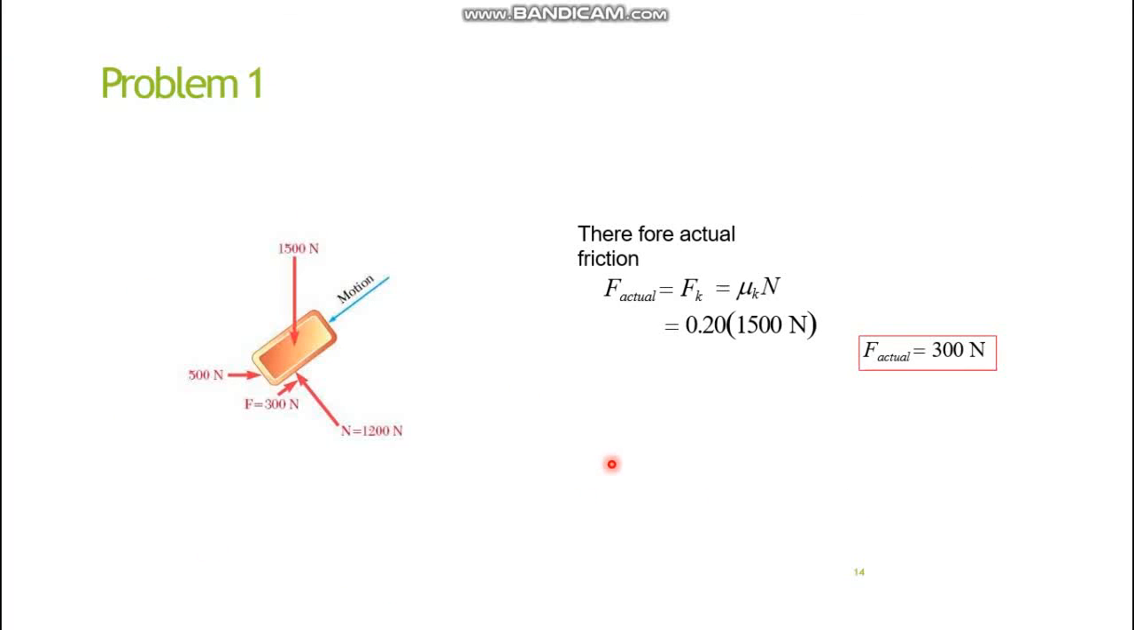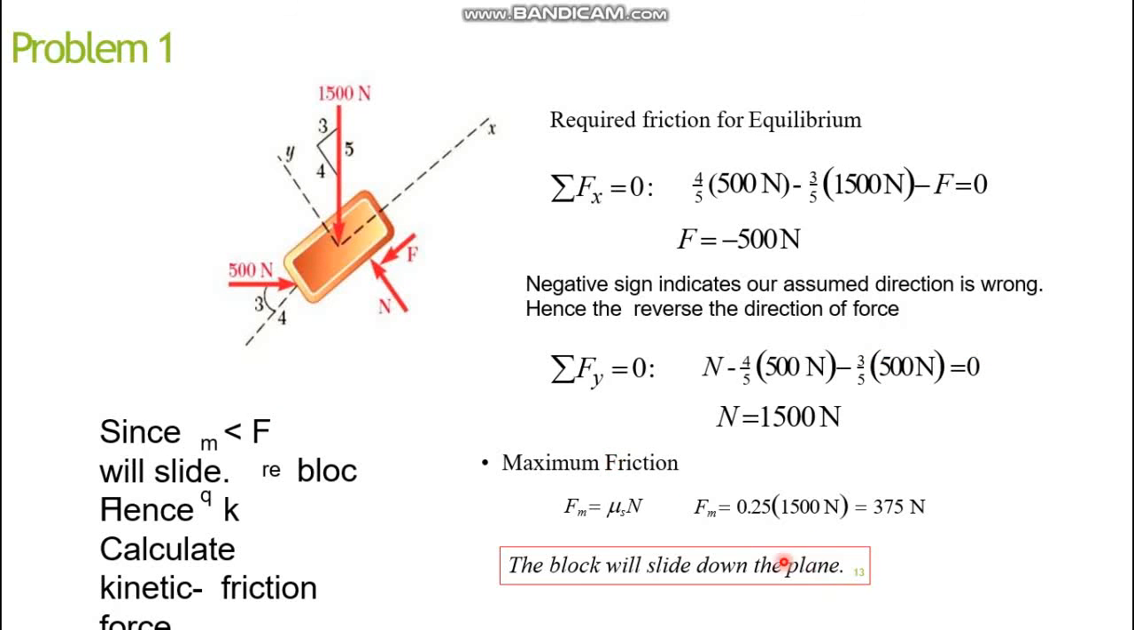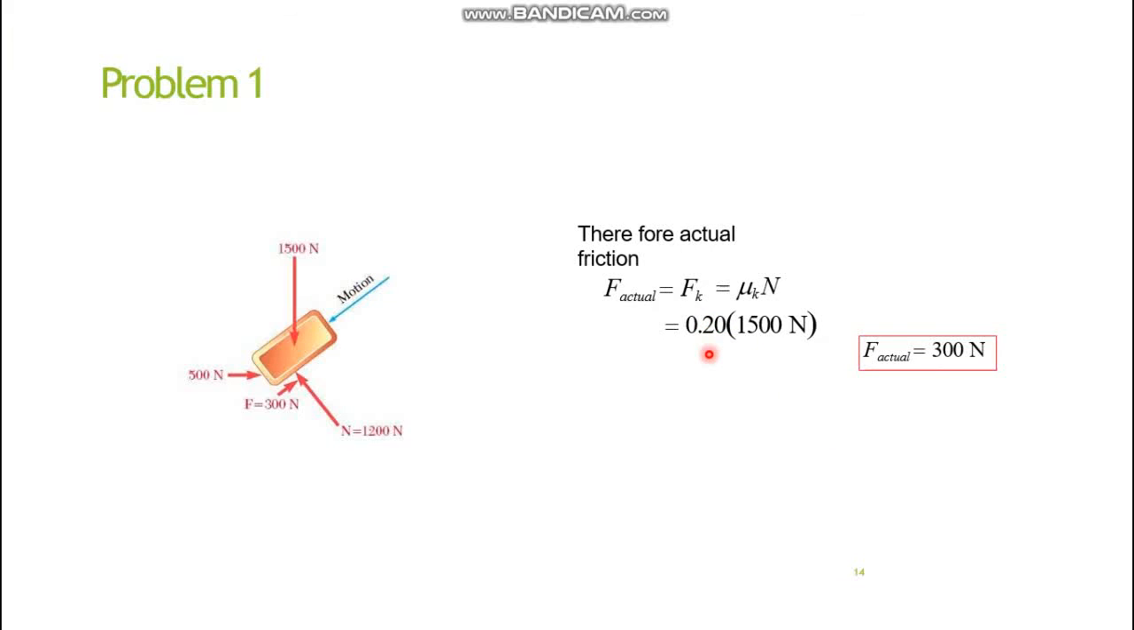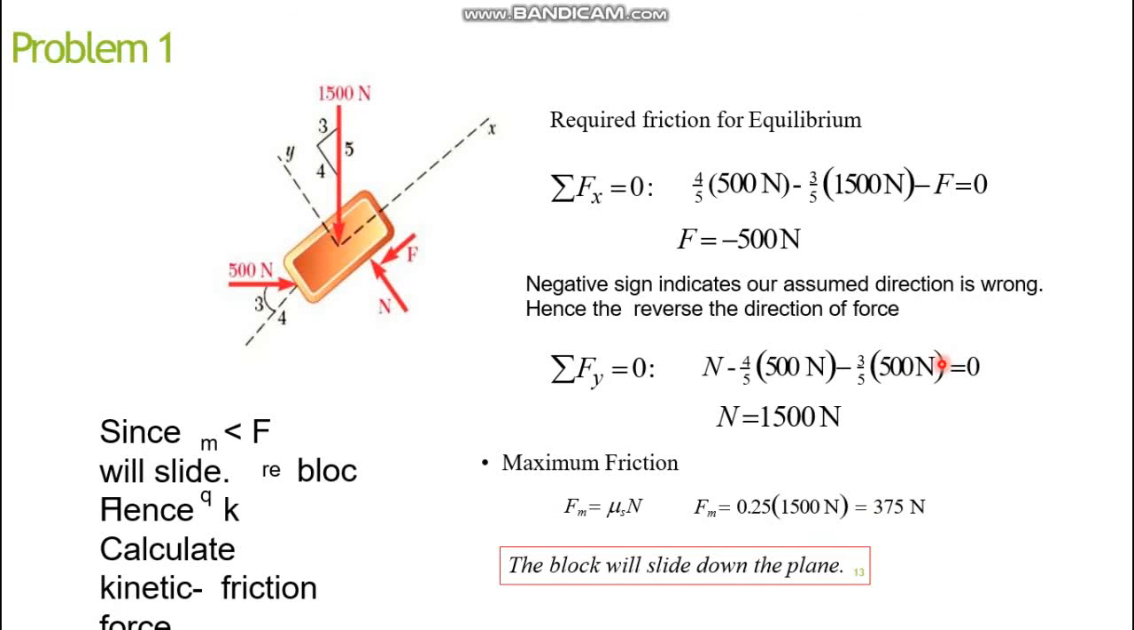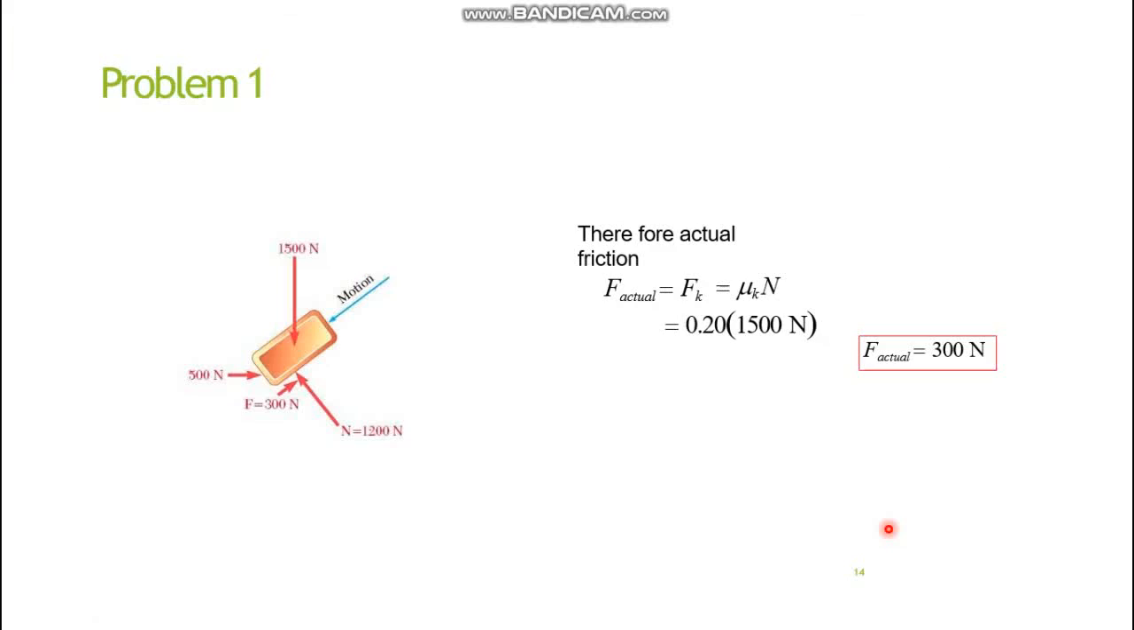This is the graphical representation of the problem. We have to then find out the actual friction. What is the actual friction? It is equal to the coefficient of kinetic friction into this N value, 1500. So 0.20 into 1500 Newton. So F actual is equal to 300 Newton. Clear? This is the maximum value and our actual value is 300 Newton.